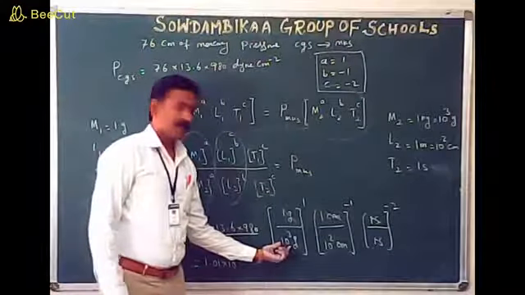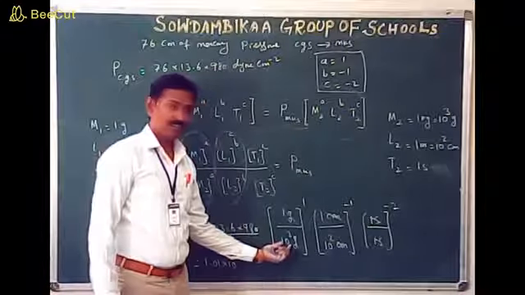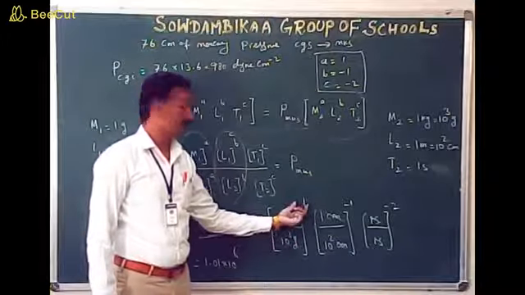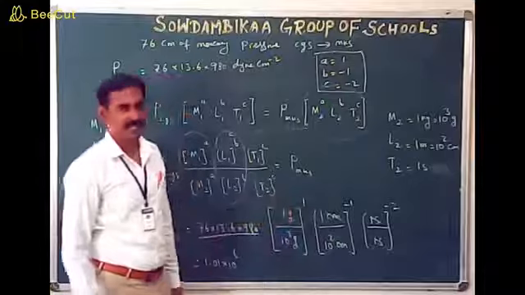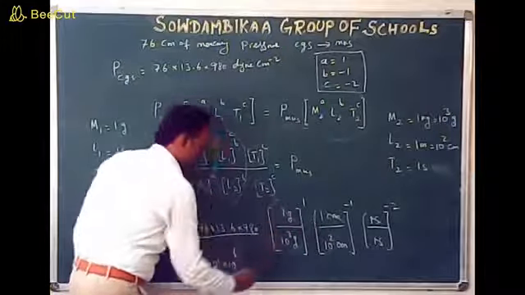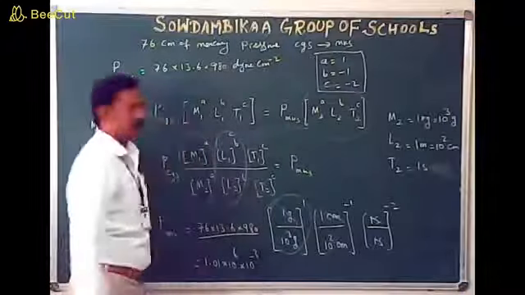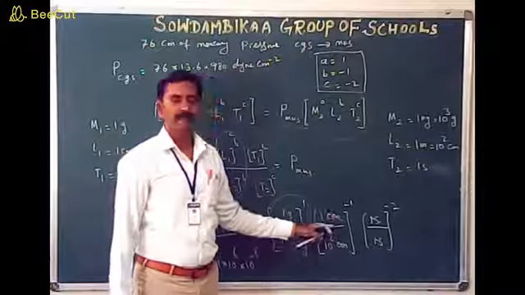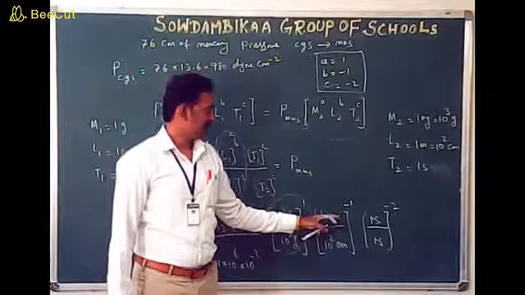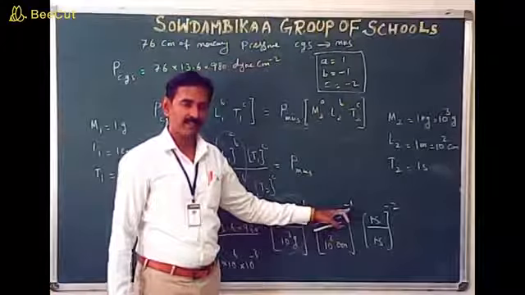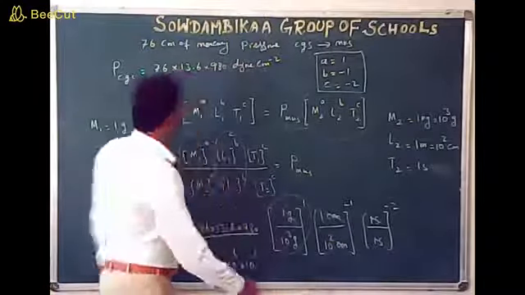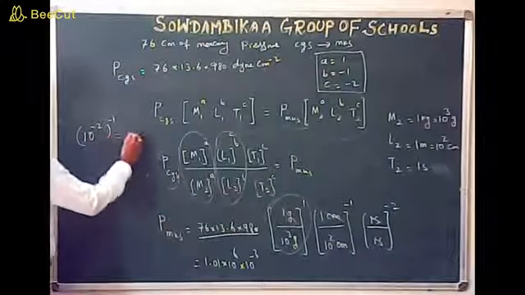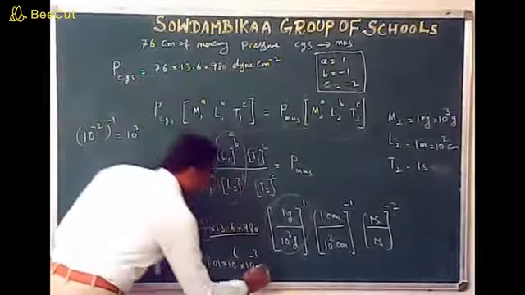Look at that, 10 power 3. If it comes to the numerator, it is 10 power minus 3. 10 power minus 3 into 1, that is equal to 10 power minus 3. So the simplification of this value is equal to 10 power minus 3. Here 10 power minus 2, when it comes to the numerator, whole power of minus 1, that is equal to 10 power 2. So I am going to write that as 10 power 2.